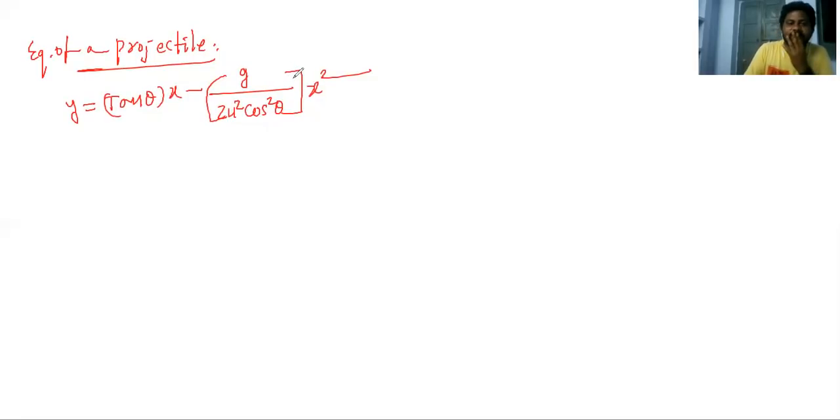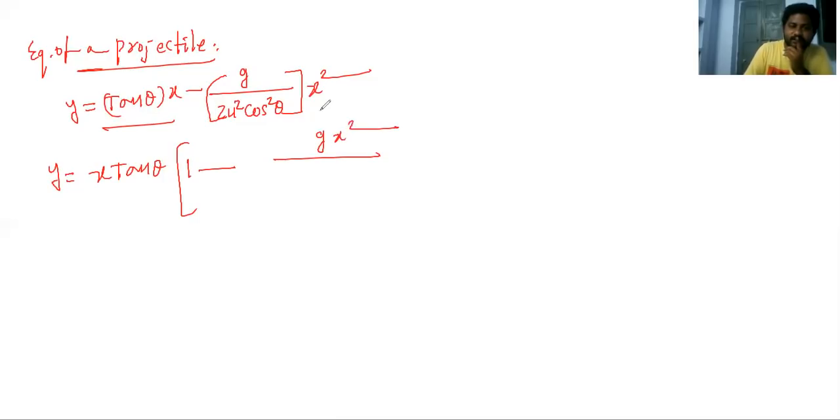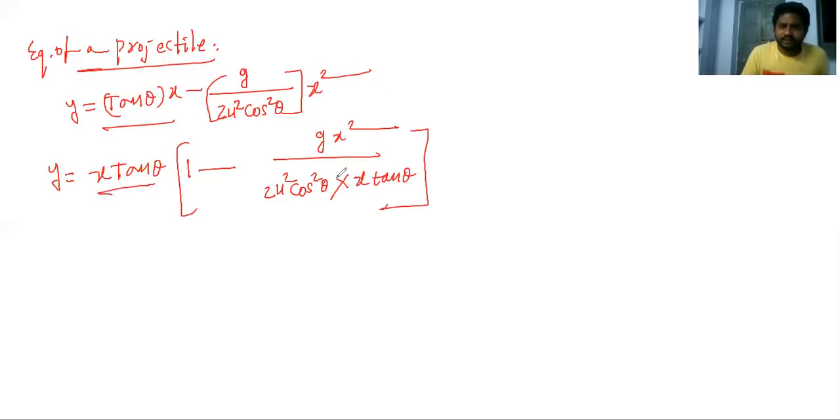Look at the interesting part. What I'm going to do is, y is equal to, I'm just taking common x tan theta. This complete thing I'm taking common. So this term is 1 minus g x square divided by 2u square cos square theta into x tan theta. Okay, but x tan theta is not there in this expression, but still we took common, that is why I am writing x into tan theta. So we just multiply this term inside. There are two terms inside; individually you multiply, you get the same expression. Okay, so no confusion. We are not wrong.